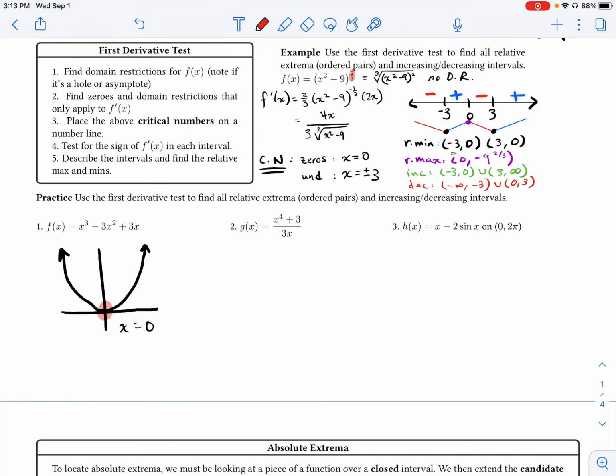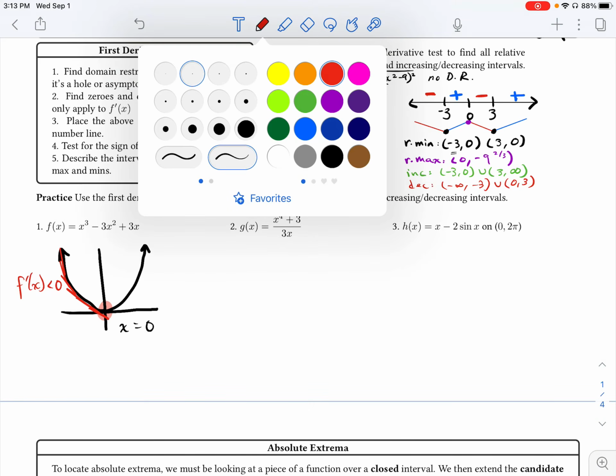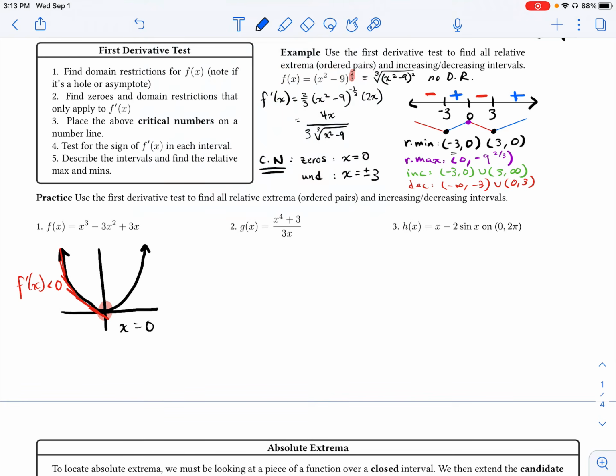But ask yourself, what's happening with the slope of our tangent lines leading up to that? We see that the slopes of our tangent lines here are negative. We can say that f prime of x here is less than zero, aka the function is decreasing. And after x equals zero, the slopes of our tangent lines are positive. The first derivative here is greater than zero, aka our function is increasing.